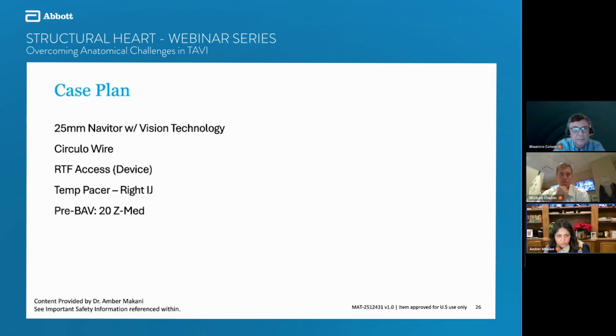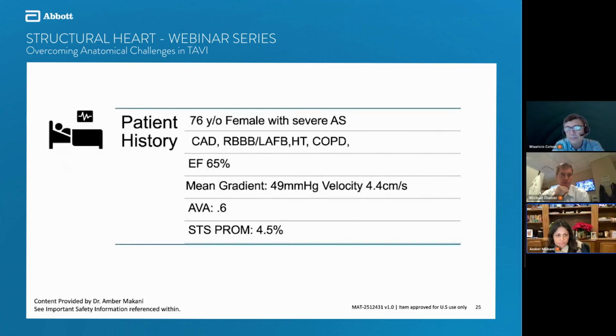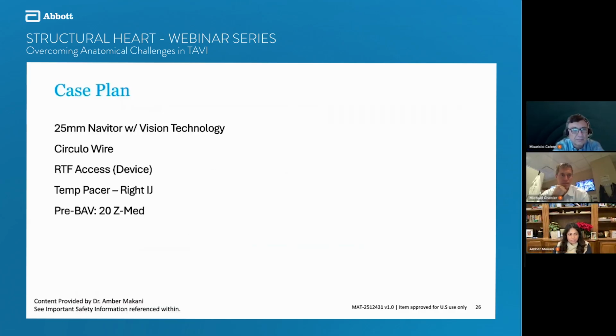So I think that traditionally speaking, a right bundle branch block and left anterior fascicular block is something that makes us all cringe a little bit when we're thinking about a self-expanding valve. But I don't think it's something that really has been a deterrent from us placing this valve. Next slide, please. So our decision was to use a 25 millimeter Navitor and use the circular wire.